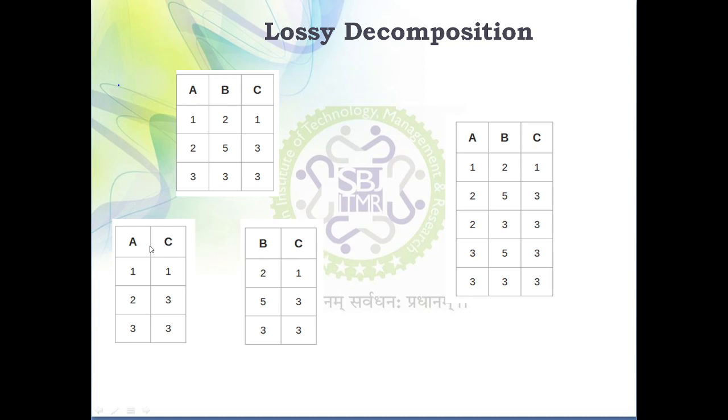Now suppose I try to perform a join operation on these two tables, and let me check what information I will get, whether I get this original table back or I am getting some extra information added in my original table. So again, how to perform the join? Common attribute C, so we need to compare. This one matches with this one, so we are combining the columns A, B, C. C is repeated, so we are going to write it only once. So 1, then the value of B, and the value of C is 1.